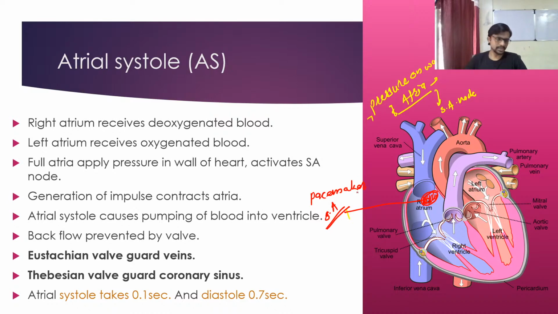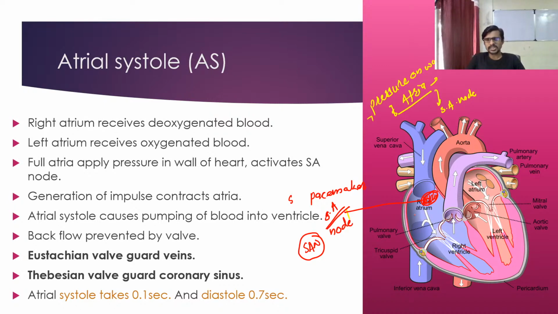Okay, so we call it a pacemaker. This is the SA node, or sinoatrial node. Sometimes people write it like SAN. That is SA node, SAN. These are the few different or alternative names used for the SA node.